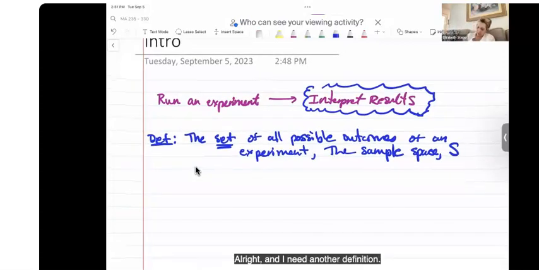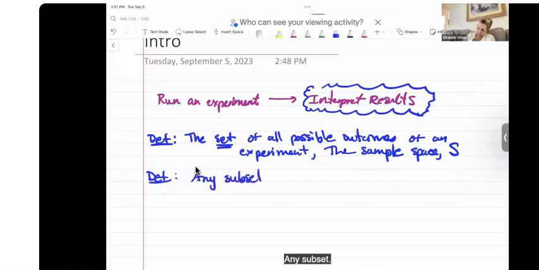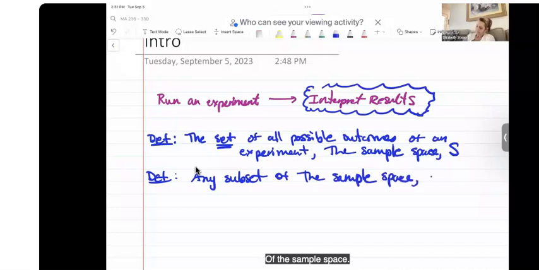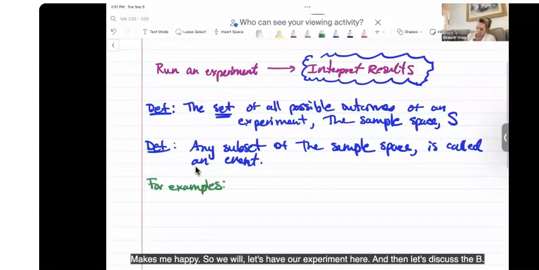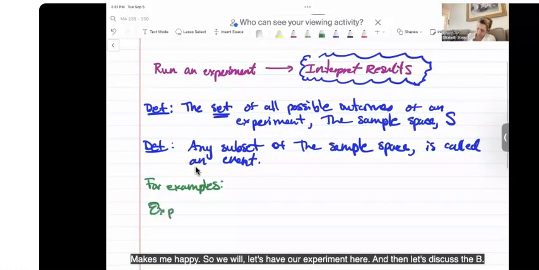I need another definition. Any subset of the sample space is called an event. Let's look at some examples. So let's have our experiment here, and then let's discuss the associated sample space.